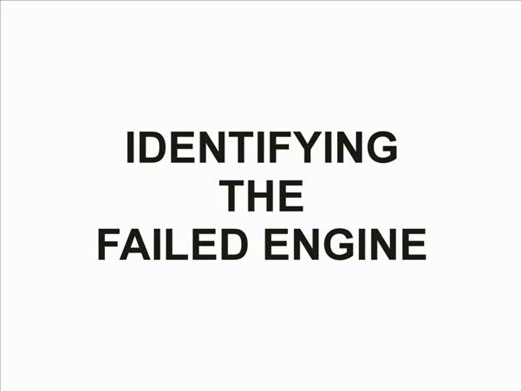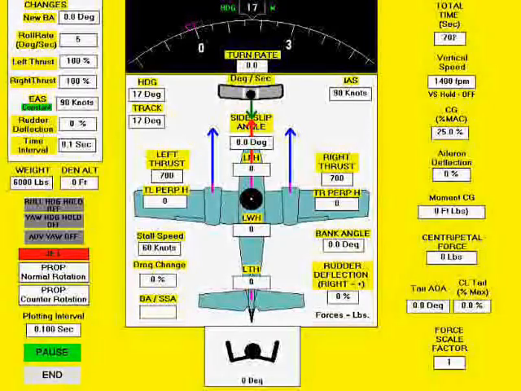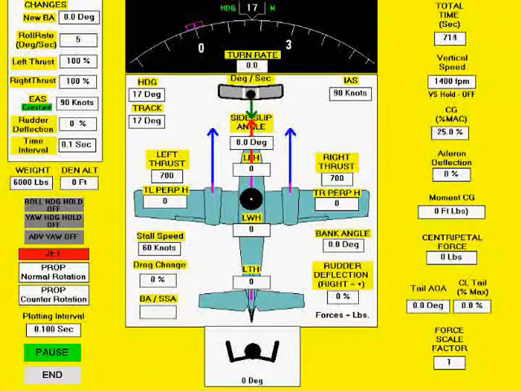In visual conditions, yaw caused by a failed engine can be seen and immediately canceled by rudder pressure. However, in instrument conditions, this yaw is more difficult to detect. Therefore, we need another technique to identify the failed engine. This example shows engine failure identification for a jet aircraft.